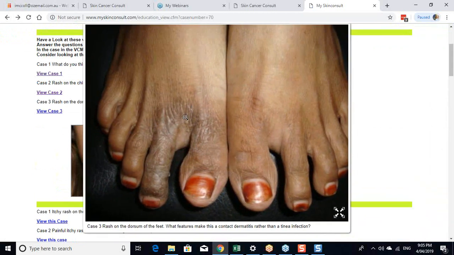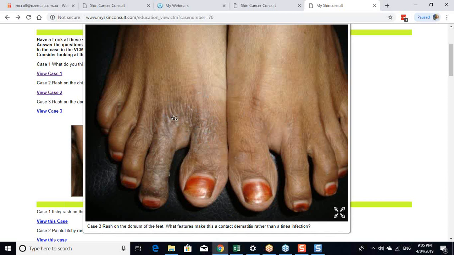Looking at that, how would you describe that type of eczema on the dorsum of the foot? I would say it's lichen eczema, maybe a lot of scratching. Yeah, I agree. That's very lichenified. You can see the prominent lines and the markings and everything here. So I'd agree it's a lichenified eczema.